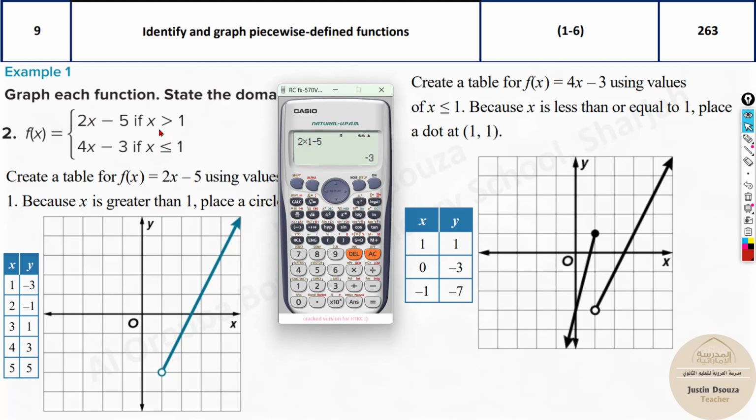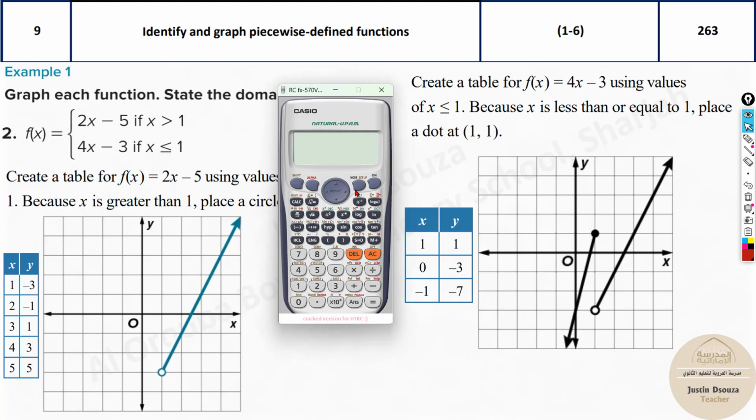Now here, I have checked this point. Let me check one more point. 1 is done, so let me try greater than 1. Let me try for 2. Is it -1? Yes. When x is 2, it's -1. Now you can change this to say 4 and check. 1, 2, 3, 4. Yes, x is 3. Same thing, check for the other graph.